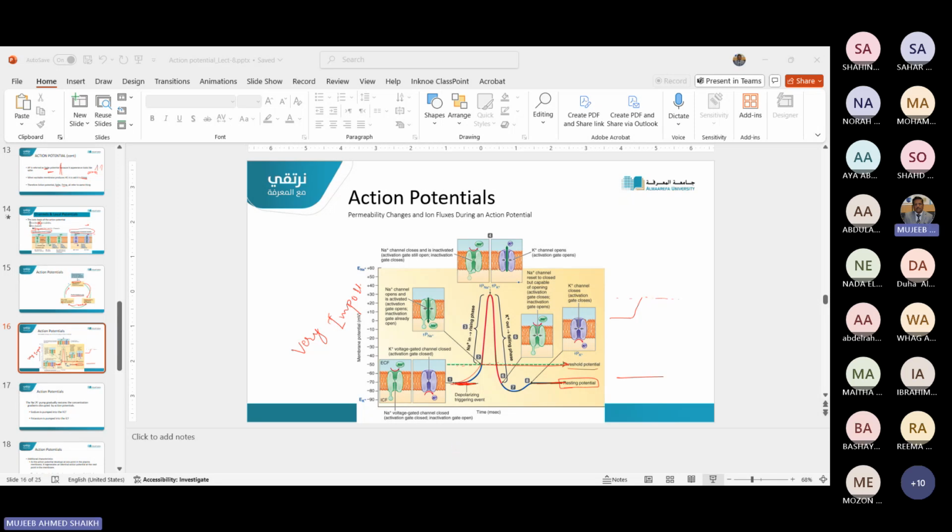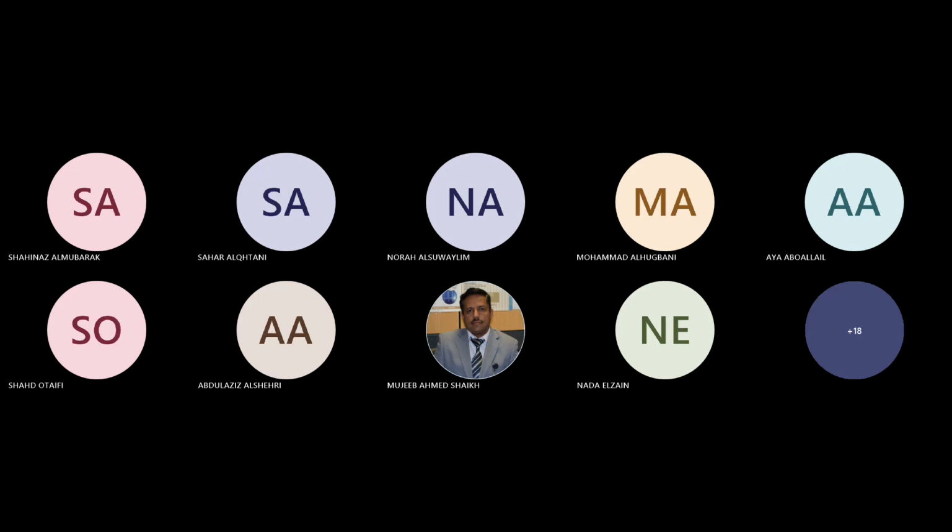What is meant by relative refractory period? Relative refractory period means, again, I will show you the definition here now. It is the period during which the second action potential can be produced. The screen froze again. Why? It's still showing the action potential picture. Okay, thank you for telling me.